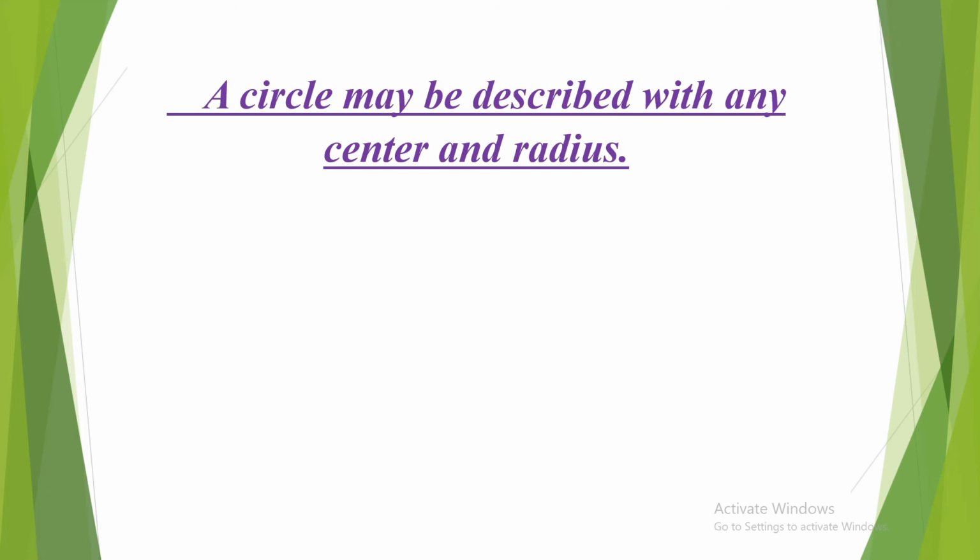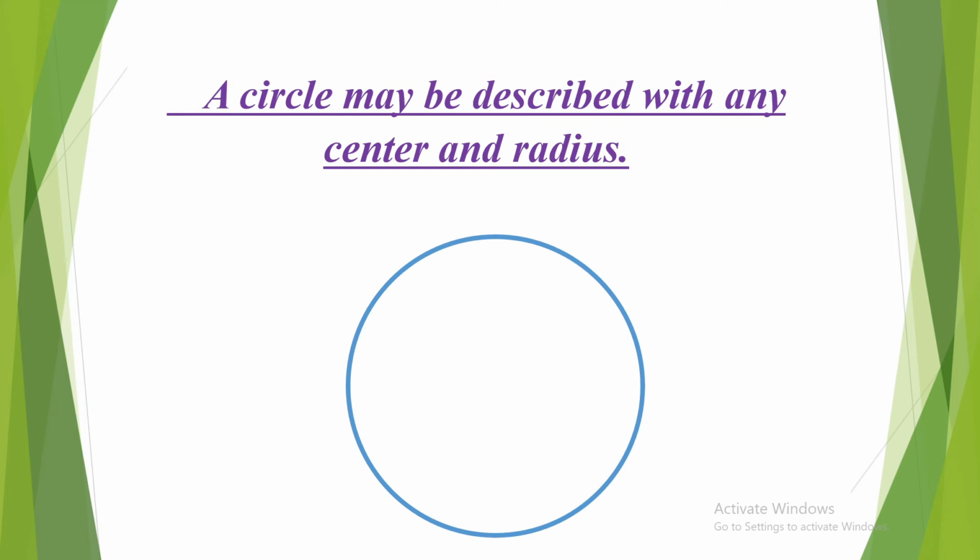So say for example, we have here a circle with center at point C and a radius to point T, which is on the circumference of the circle. Then that radius and center describes the circle, or can be used to describe the circle.